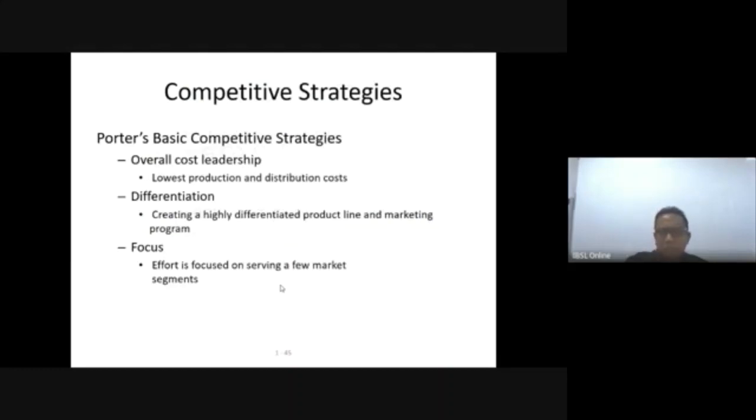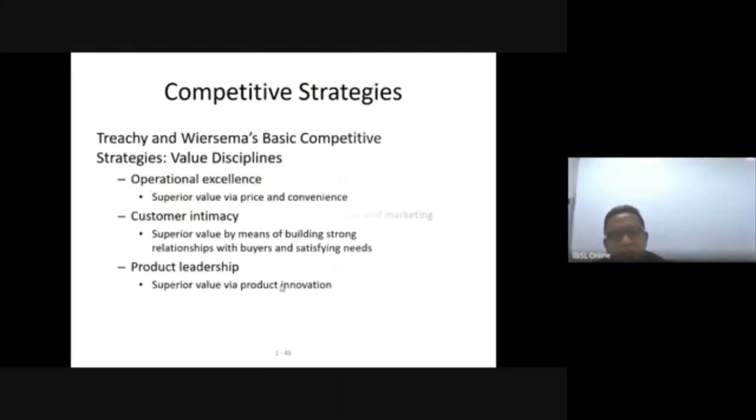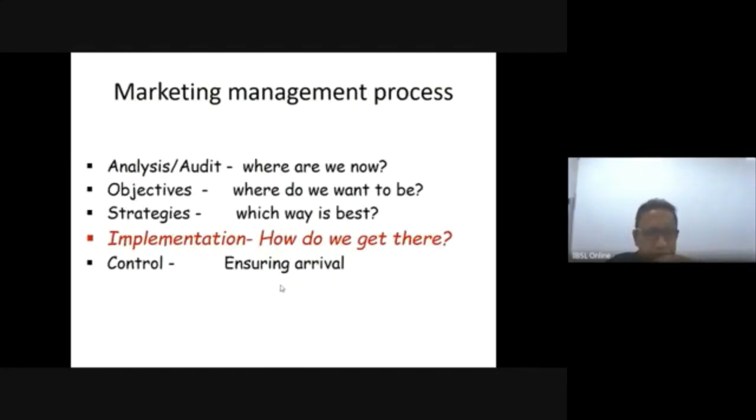And also we discussed Porter's competitive theories: cost leadership, differentiation, focus, and the value discipline model: operational excellence, customer intimacy. All these are approaches for companies to do business in the marketplace. These are different approaches that they can take.